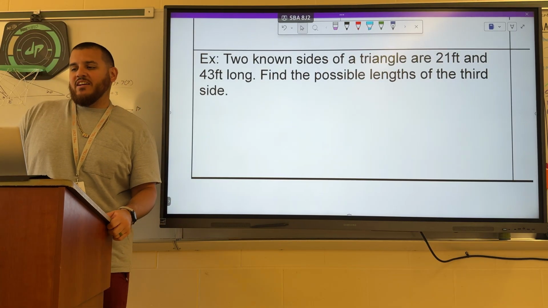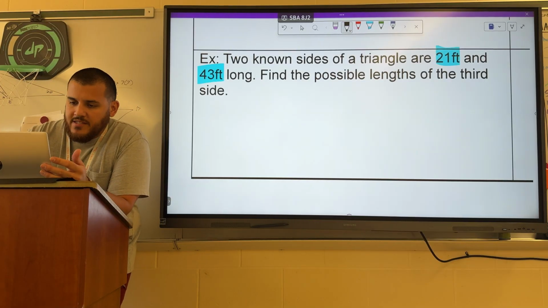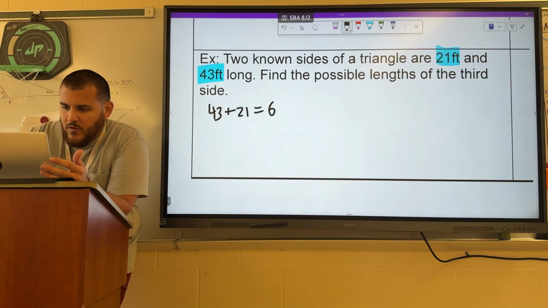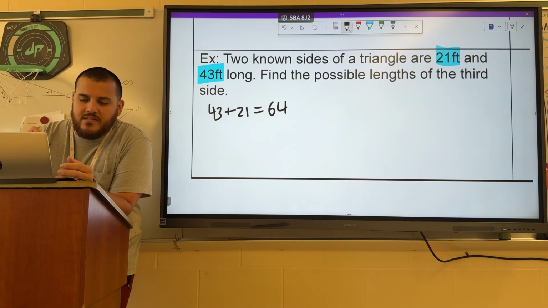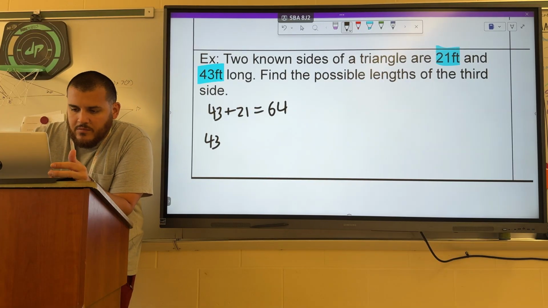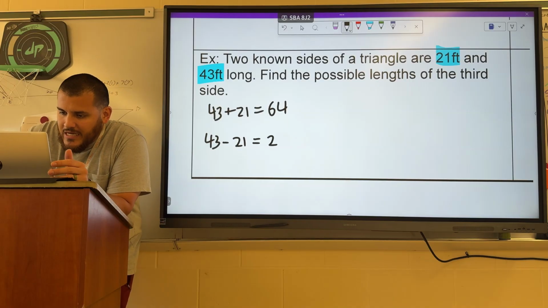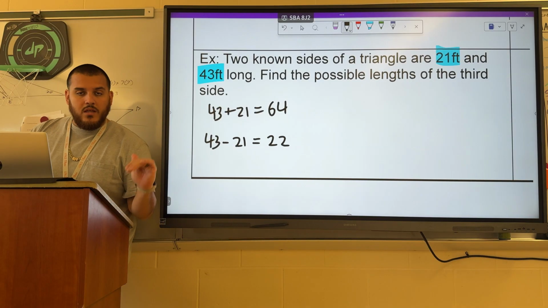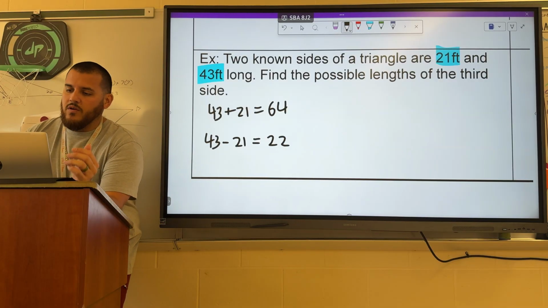All right, let's see how you did. We're taking our two known sides, 43 and 21. We're going to add them together. 43 plus 21 gives me 64. That represents my upper limit. I cannot be that high. We're going to take the same known sides and we're going to subtract them. 43 minus 21 gives me 22. That represents my lower limit. I cannot be that short for this third side. It has to be everywhere in between.